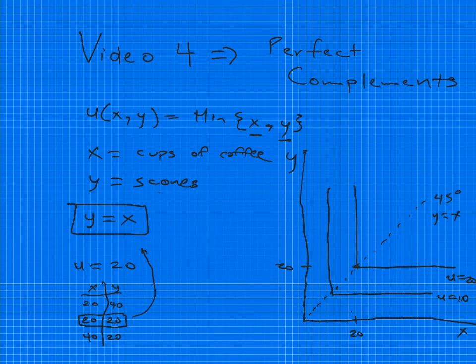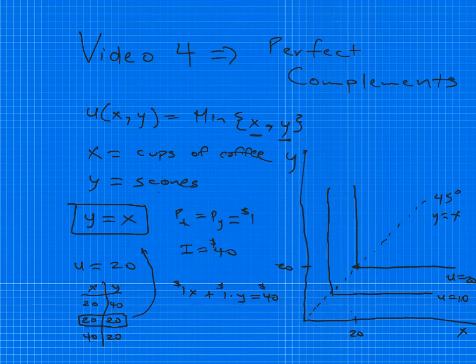So let's suppose that we've got the price of good x and the price of good y both equal to $1. And let's also assume that we've got $40 to spend on coffee and scones. That means our budget constraint would be $1 times x plus $1 times y equal to $40. So the question we would want to ask ourselves is, how can we find our consumer's utility maximizing bundle?